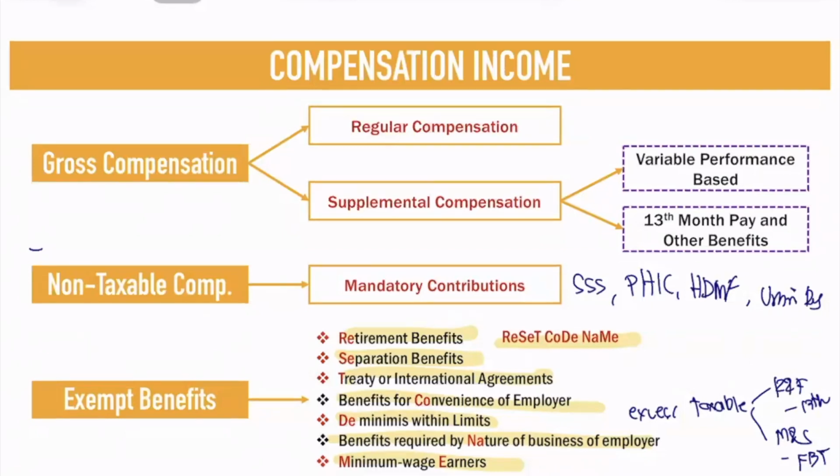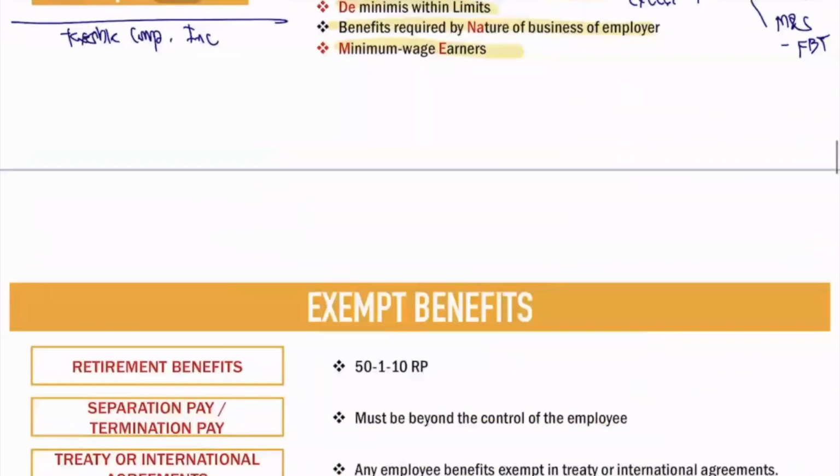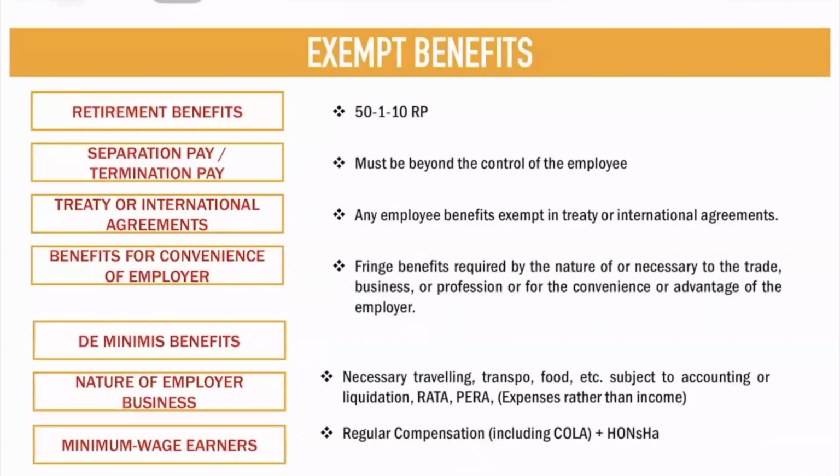So gross compensation income, less non-taxable compensation, less exempt benefit is your total taxable compensation income. That is your total taxable compensation income. Now, let's discuss again your exempt benefits. We started a while back with your retirement benefits.